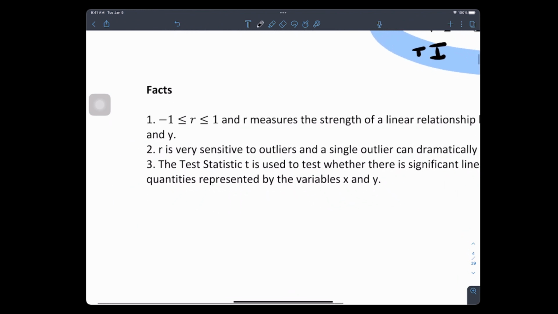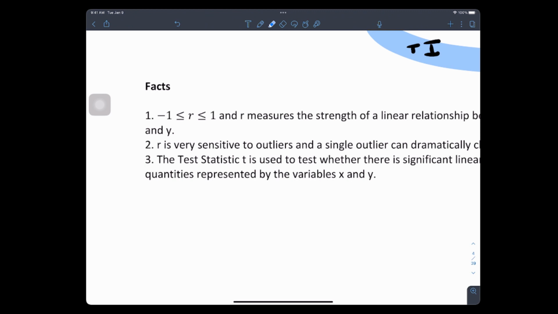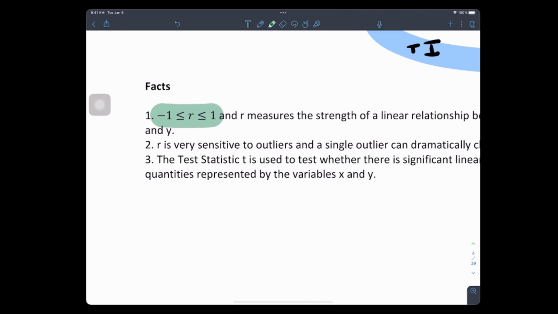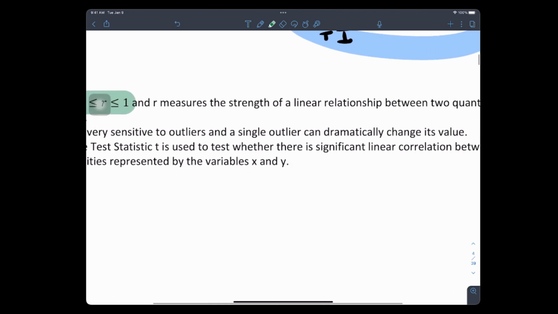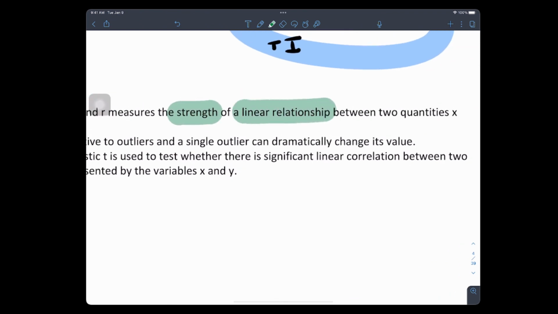Now, here are facts about R. R lives between two numbers, ladies and gentlemen. R is between -1 and 1. The closer you are to +1, the stronger the linear correlation. The closer you are to -1, the stronger the linear correlation. But there's two types. R measures the strength of the linear relationship between the two variables.